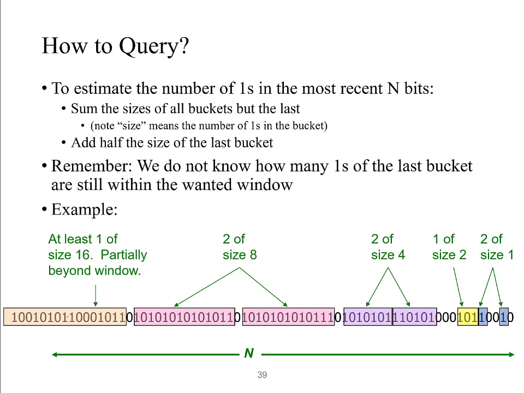Right. Then the next question would be how to query. We now know how to store the buckets in the window. We know how to update the buckets when the new bit comes in. And the last question would be how to query, or how to estimate the number of ones in the most recent n bits.